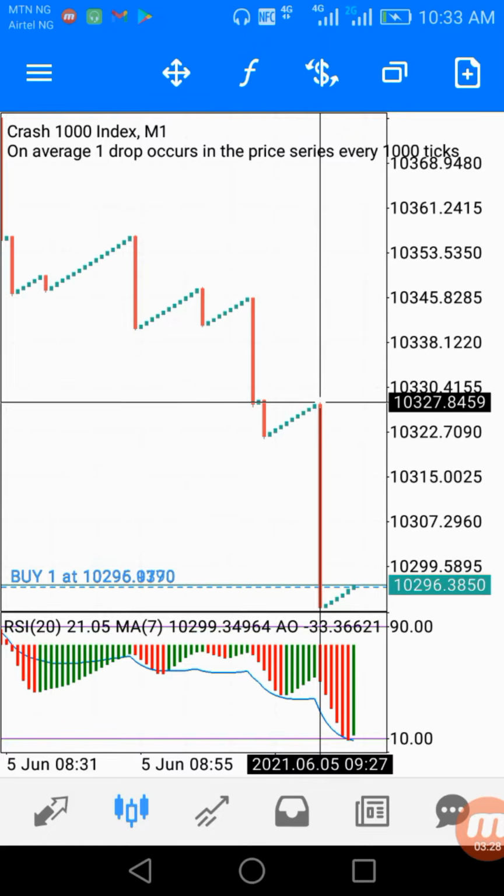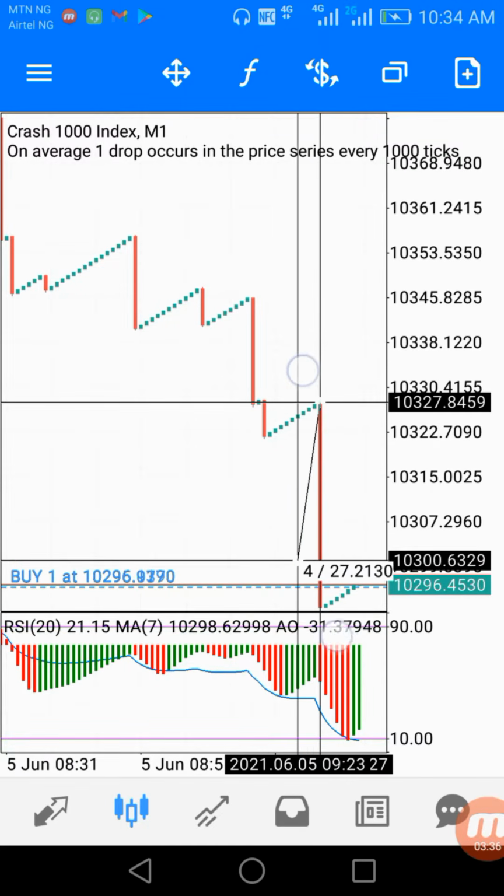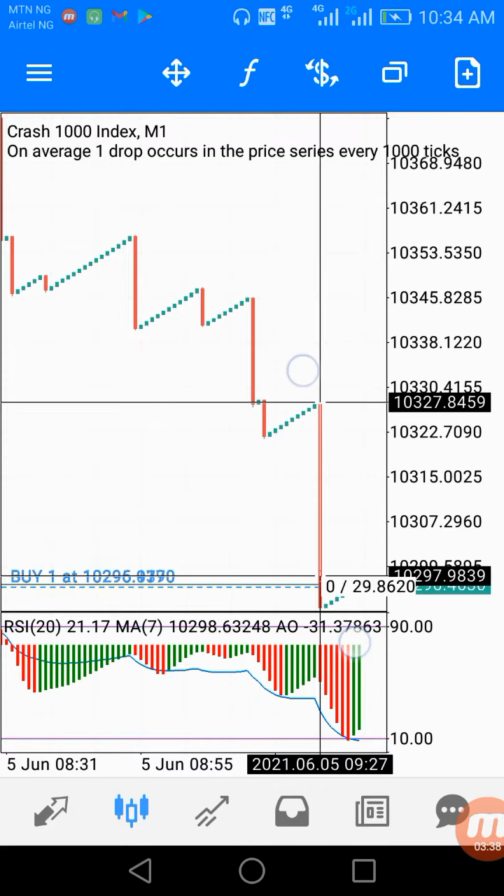You place it this way with your left hand, then you touch anywhere with your right hand, and these numbers appear. The first number you are seeing, the 1, is the number of candlesticks, but that's not what we're looking at now. The other number, the one in fraction after the slash, is the peak value.